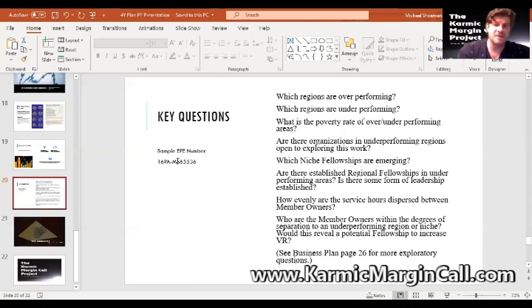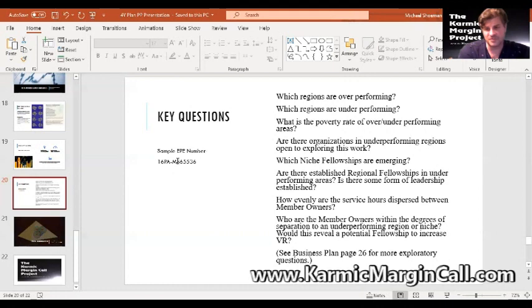Are the service hours evenly dispersed between the member owners? We can start to look at, are there people who are giving more than they're taking, or are they taking more than they're giving? How much time are they still having to spend in the extractive economy as opposed to the regenerative economy? So these are things where we develop fellowships and friendships and relationships. We make it easier to spend more time in the regenerative economy.